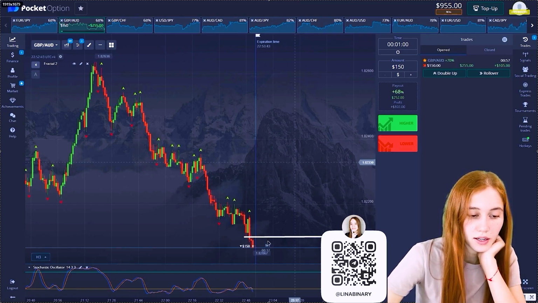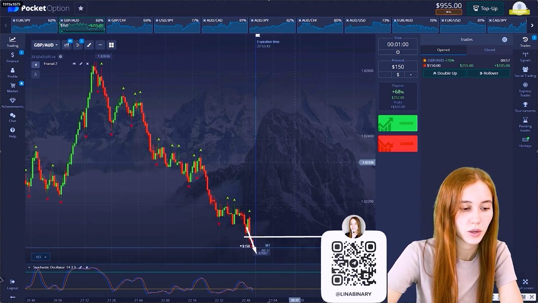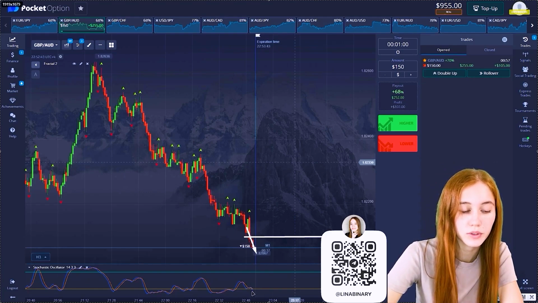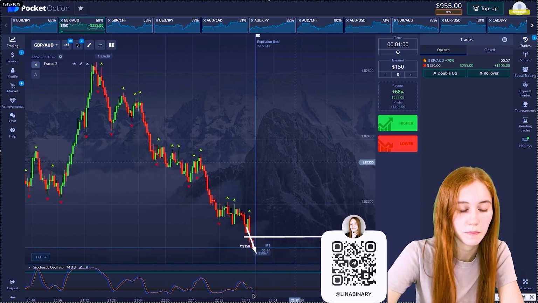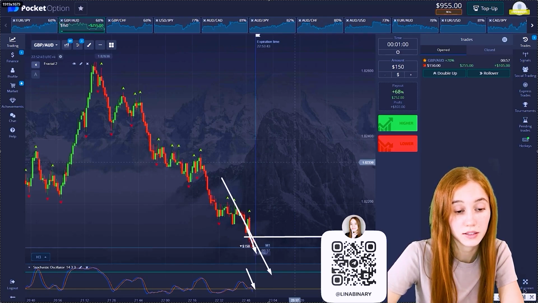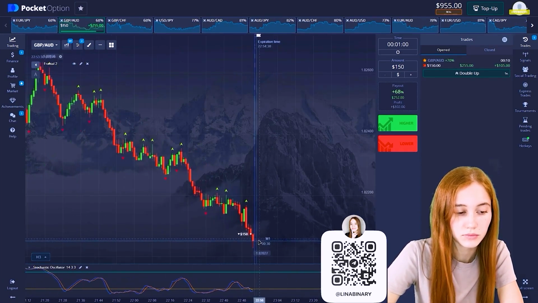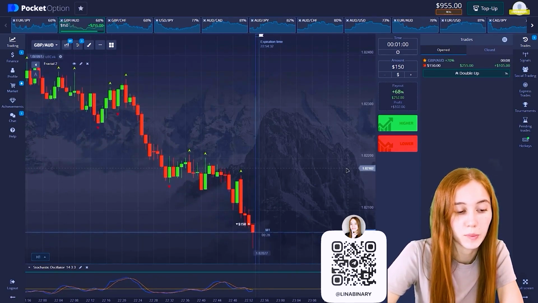Let's look at the stochastic. It shows the red prevails over blue. We also started to go below the 20 value zone. That also shows a decline in the trend. Let's see, we see that there's indeed a strong drawdown. The chart is moving up and down.